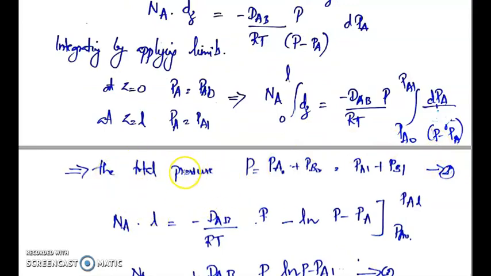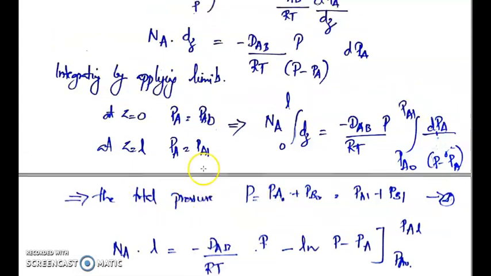But we also know the total pressure P, which is equal to the sum of the partial pressures. So we can calculate total pressure in two ways. It can be found out either at Z is equal to 0 or at Z is equal to L. Let's say at Z is equal to 0, the partial pressure of A is Pa0. Similarly, at Z is equal to 0, the partial pressure of B is Pb0. So we can say P is equal to Pa0 plus Pb0.